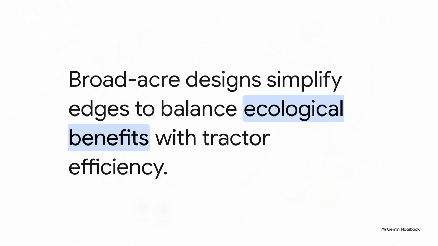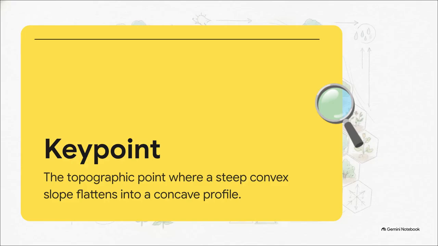So broadacre designs have to simplify these edge geometries. We still want to avoid the high friction of a straight Cartesian grid, but we really have to balance the ecological benefits of curved edges with the operational efficiency you need for mechanical farming. To pull this off, broadacre permaculture relies heavily on something called keyline design, which was pioneered by P.A. Yeomans. The whole system is anchored on one vital feature, the key point.